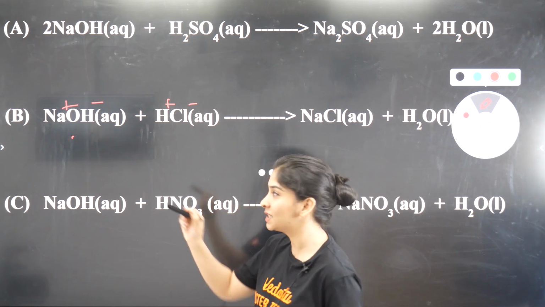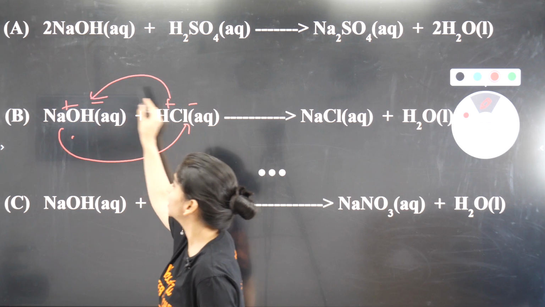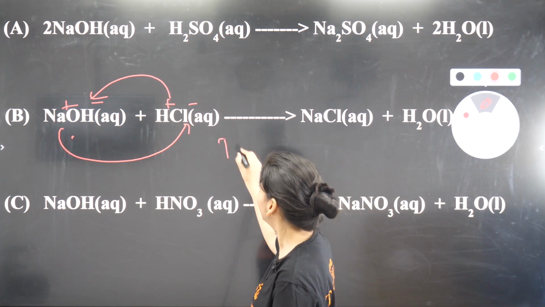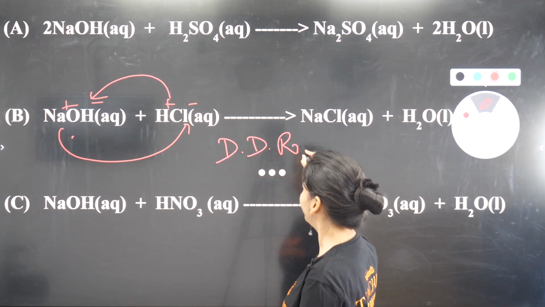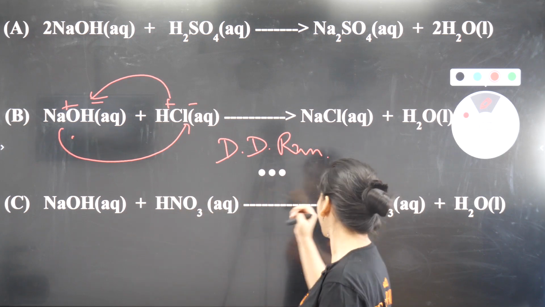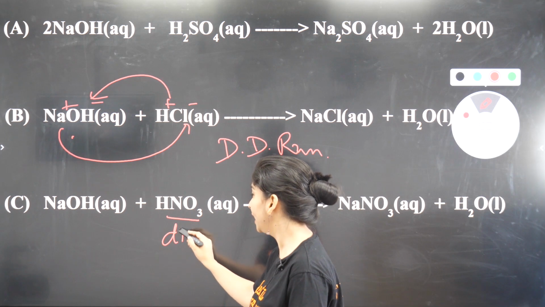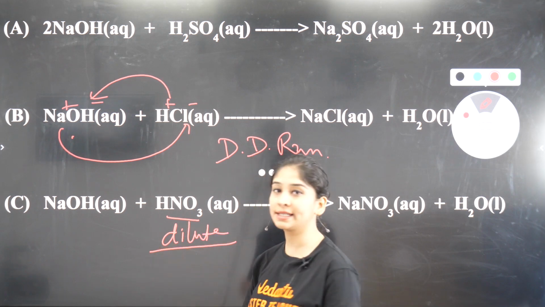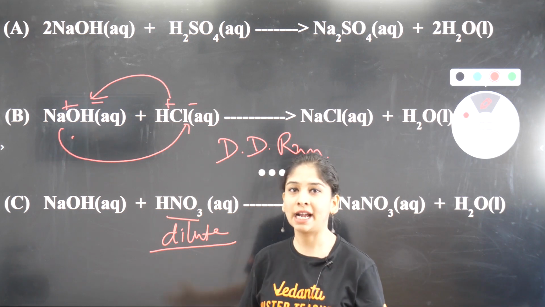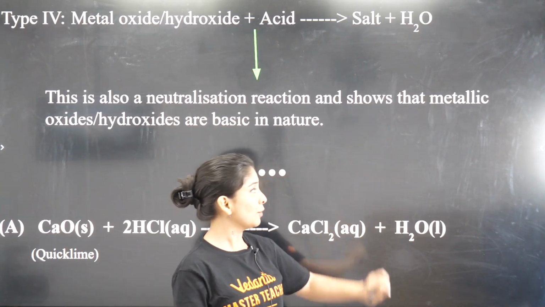DD reaction means double displacement reaction. Ions are going to exchange. This is going to go with this, this is going to go with this. So NaCl plus H2O, right? So this is also a type of DD reaction. Very good. Same, I took nitric acid this time with the NaOH, then again salt and water, sodium nitrate as well as water. Please pay attention, you have to take dilute acid. Keep that in mind. Take dilute acid, a 5% solution would be sufficient for these kinds of reactions. Yes, very good. We are done with one more type of reaction.